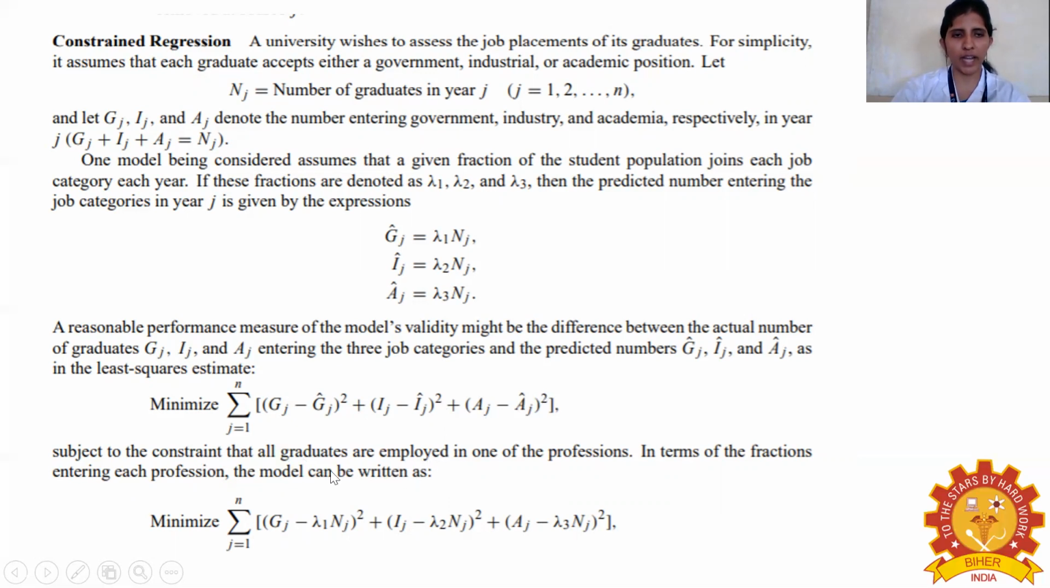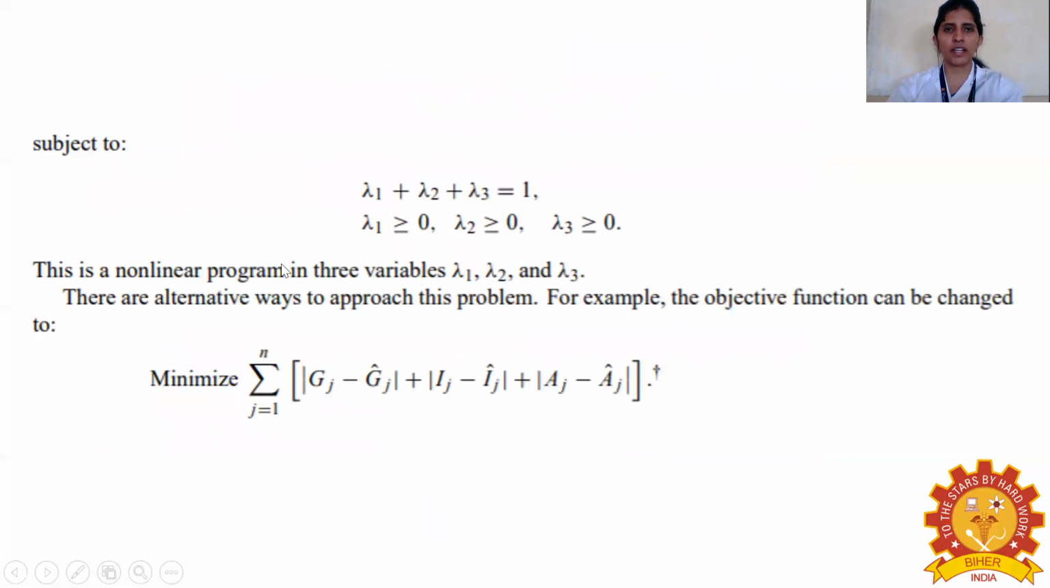So in terms of the fractions entering each profession, the model can be written as minimization of summation j equal to 1 to n, (gj minus lambda 1 nj) the whole square plus (ij minus lambda 2 nj) the whole square plus (aj minus lambda 3 nj) the whole square, subject to the constraints lambda 1 plus lambda 2 plus lambda 3 equal to 1. Since this is a minimization problem, the symbol we use will be greater than or equal to.